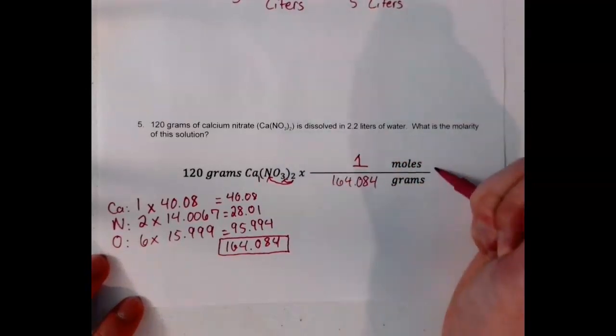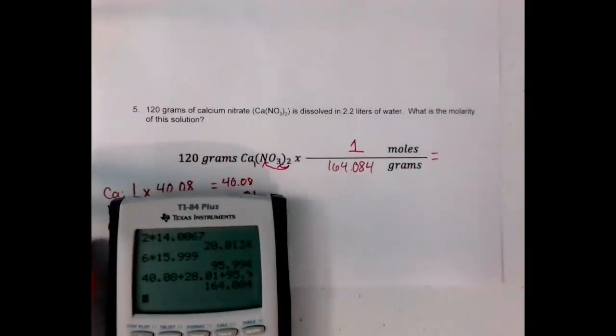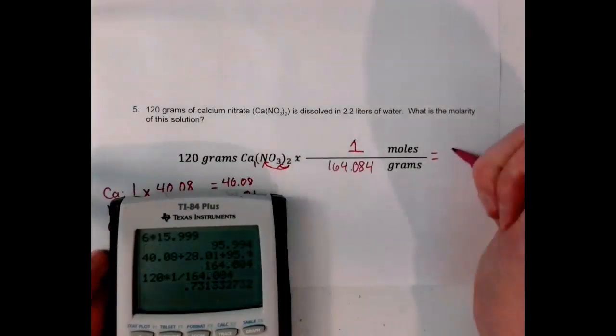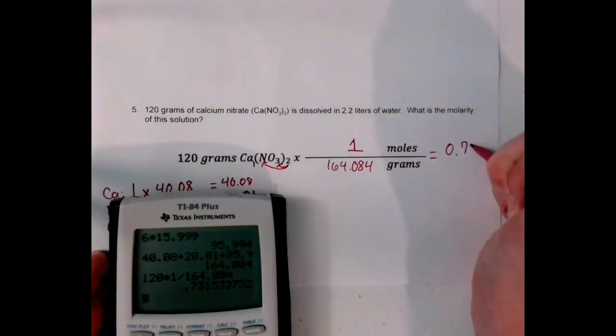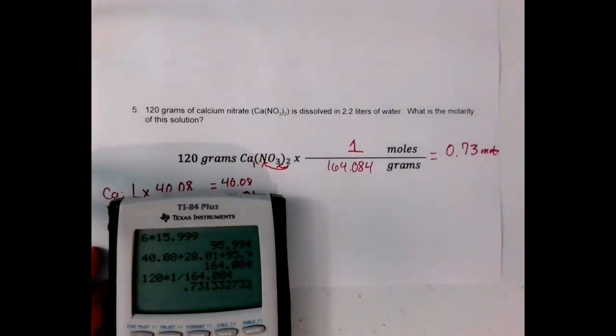164.084. All right, so now we're going to multiply across the top and then divide by the bottom. So it's going to be 120 times 1 divided by 164.084. All right, and I got 0.73, and that's in moles. I ran out of space there. All right, so we've got 0.73 moles.